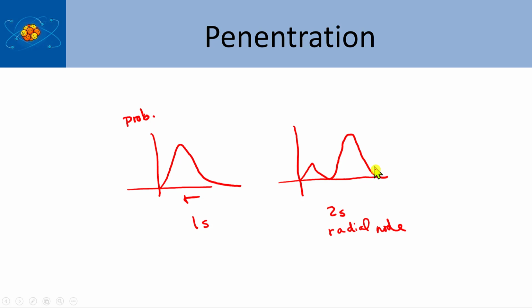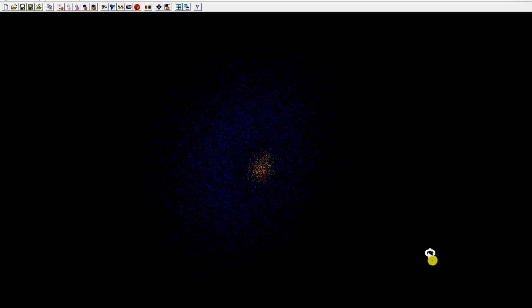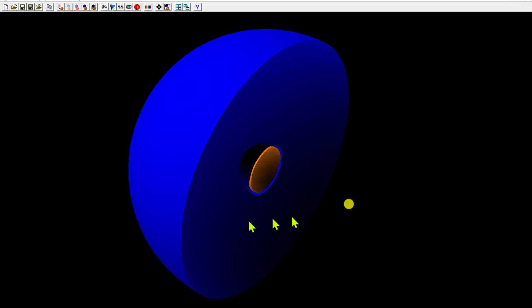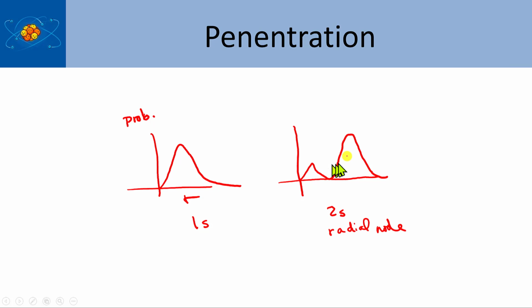radial distribution function. So when I'm looking at a 2s orbital, this is that region, radially distributed going from the center outwards, where there's no electron probability, right? But here's the thing that's a little bit weird about penetration, right?